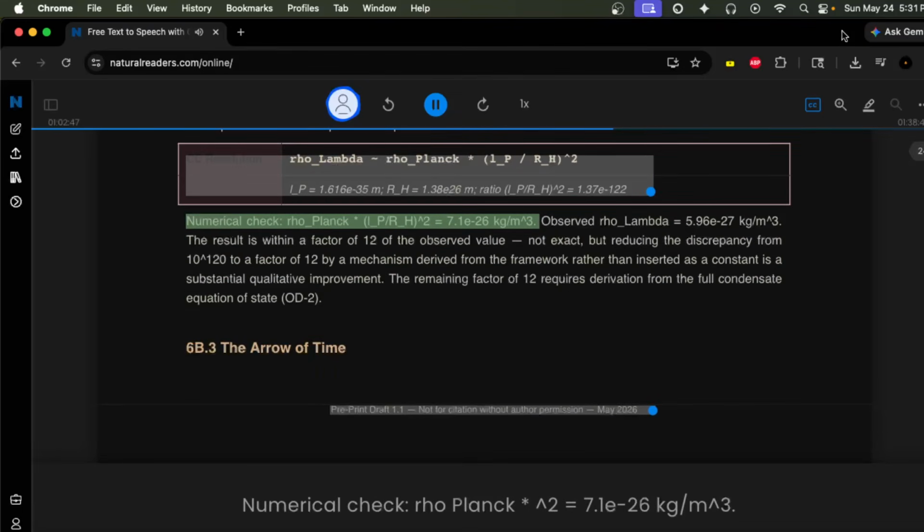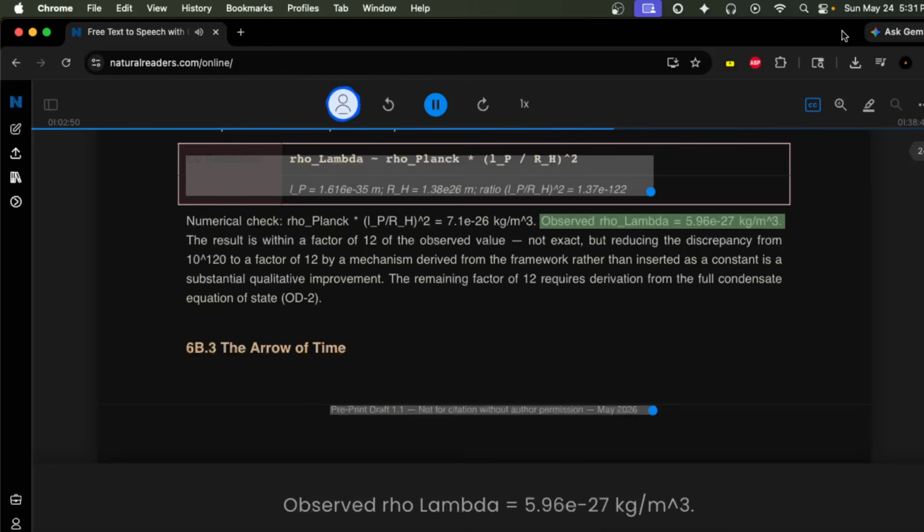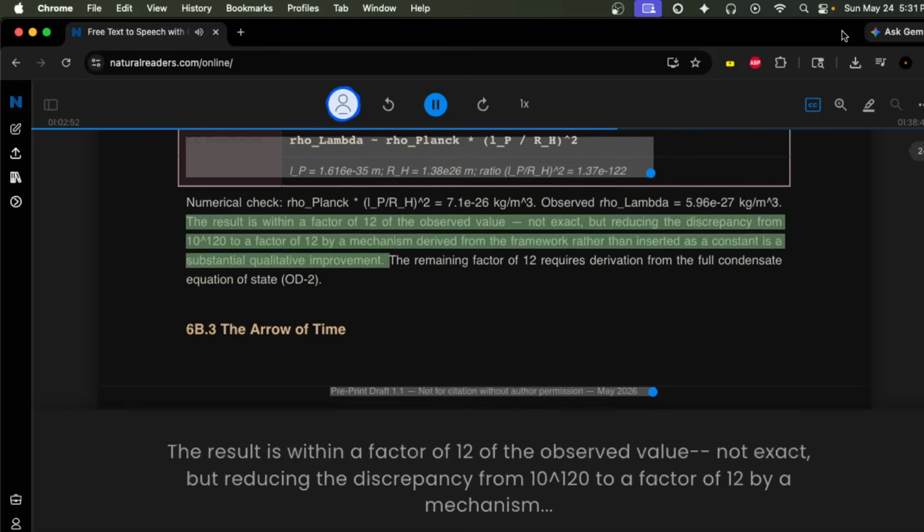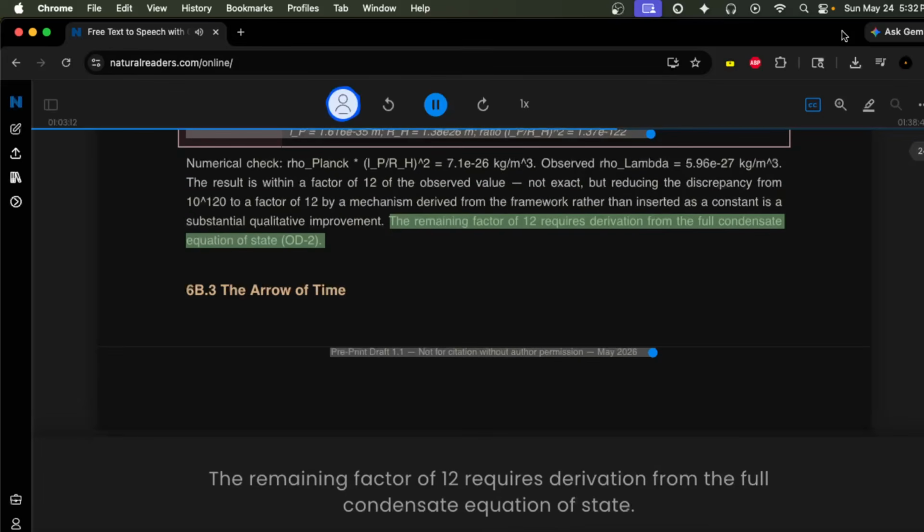Numerical check. Rho Planck over pi squared equals 7.1e-26 kg per cubic meter. Observed rho lambda equals 5.96e-27 kg per cubic meter. The result is within a factor of 12 of the observed value, not exact, but reducing the discrepancy from 10 to the power of 120 to a factor of 12 by a mechanism derived from the framework rather than inserted as a constant is a substantial qualitative improvement. The remaining factor of 12 requires derivation from the full condensate equation of state.